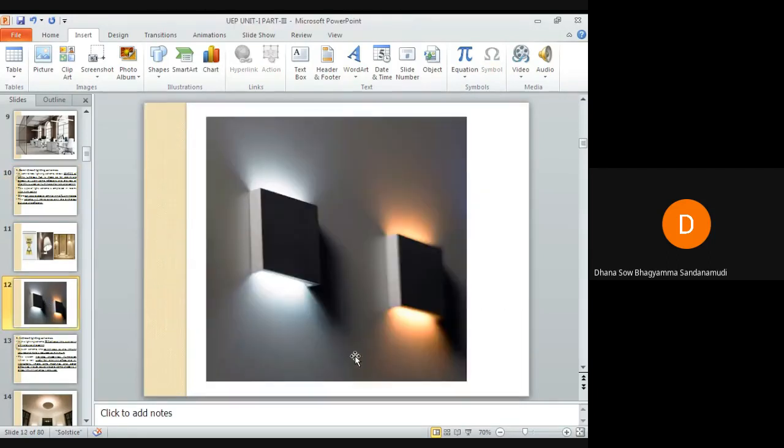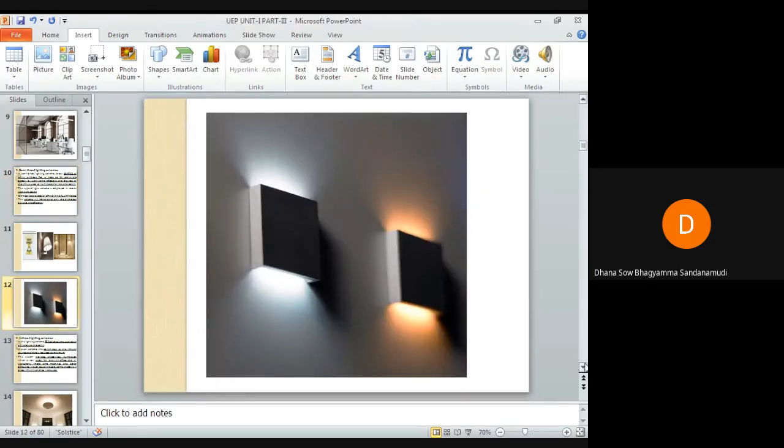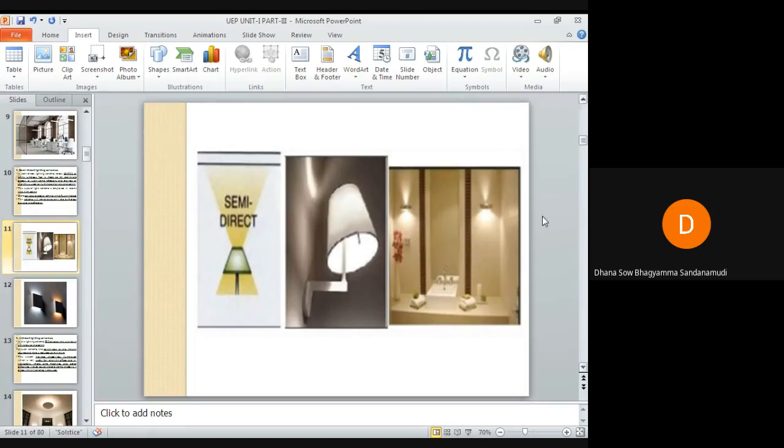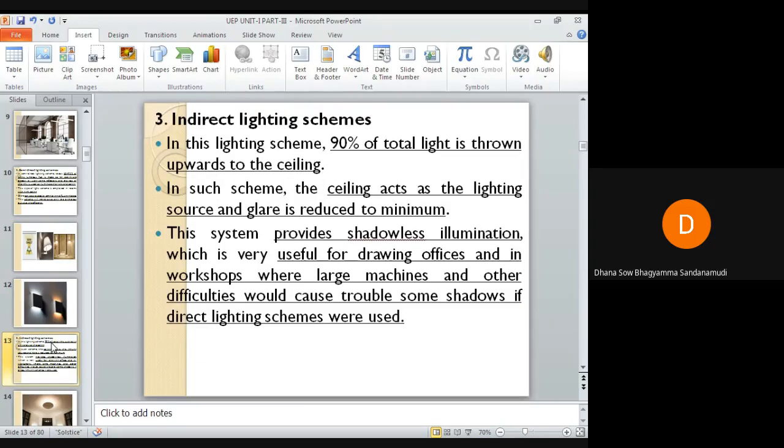Okay, so you can see one more image which shows a semi-direct lamp. This is an example of a semi-direct lamp. But simply by looking at this lamp, it won't seem that it's the semi-direct lamp. But if you see this image, it is the best example. The third image in this slide is the best example to show the semi-direct lamp. Okay, I hope you are able to follow.